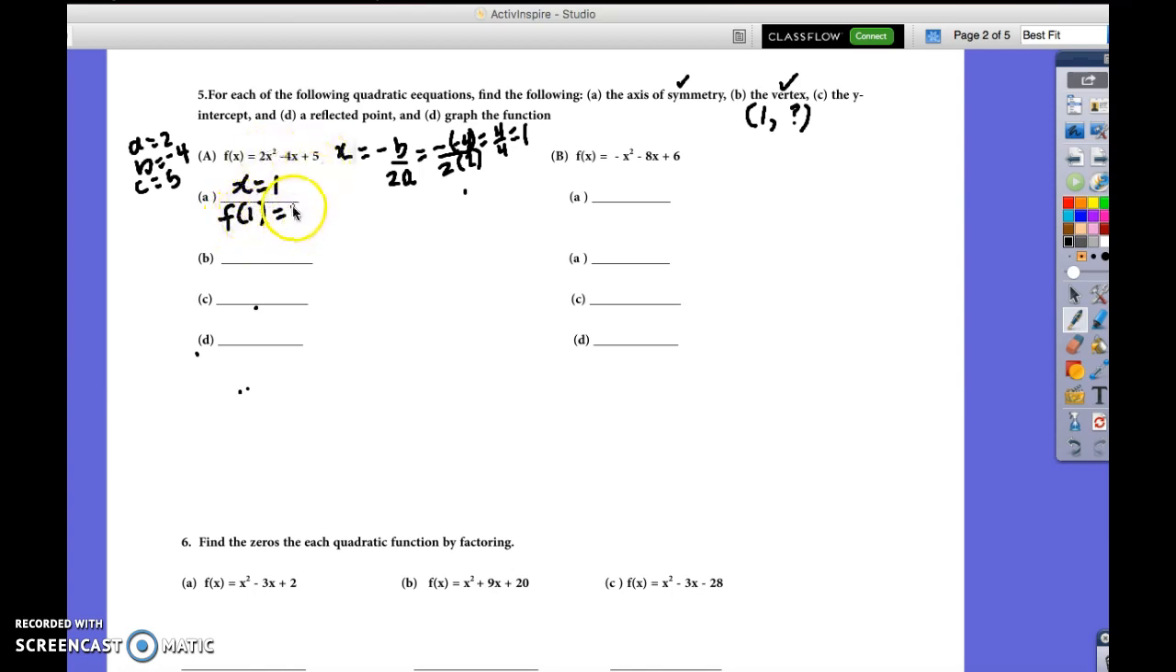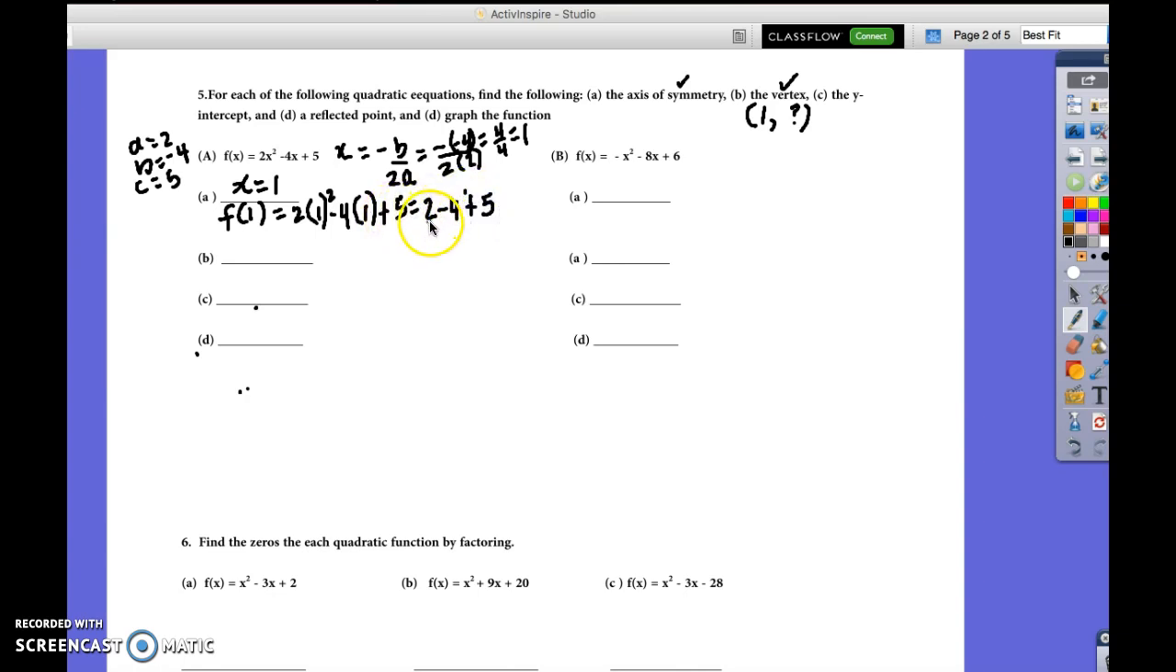So here it goes. It's going to be 2 times, for x I'm putting in 1, squared. And then minus 4 times same one, which is x, and then plus 5. Okay, this was where my mistake was. So I got 1 squared, which is 1. 1 times 2 is 2. A negative 4 times positive 1 is a negative 4. And then plus 5.